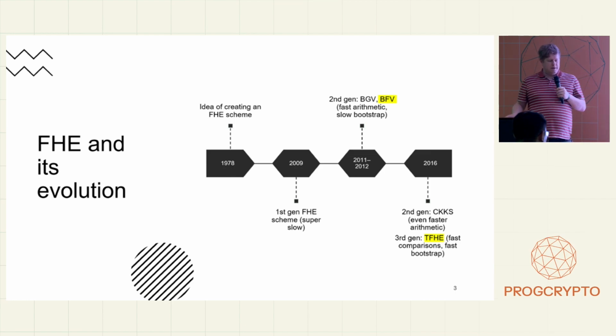And then a few years later, we got CKKS and TFHE. And CKKS is even faster at arithmetic than BGV or BFV, but the arithmetic is approximate. And we also got the TFHE scheme, which supports extremely fast bootstrapping.